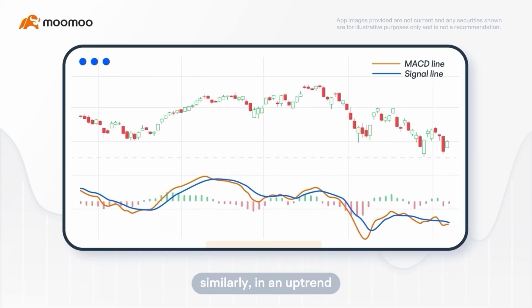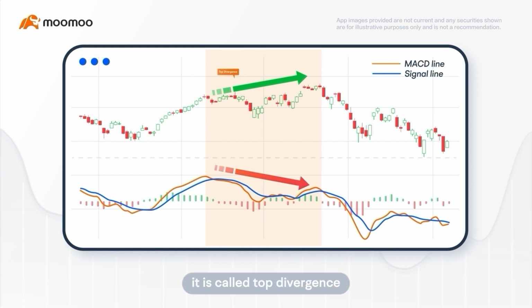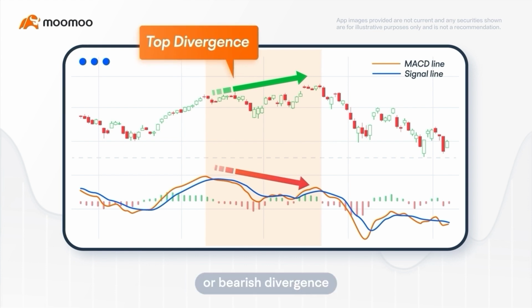Similarly, in an uptrend, if the stock price makes a higher high, while the MACD shows a lower high, it is called top divergence or bearish divergence.